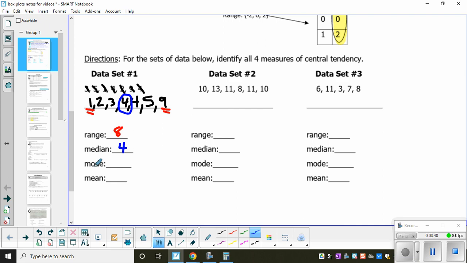Now for the mode, it's the number that occurs most frequently. So here we have 4 again. We have 2 of those numbers. And for the mean, we're just going to add them all up and divide by 7.